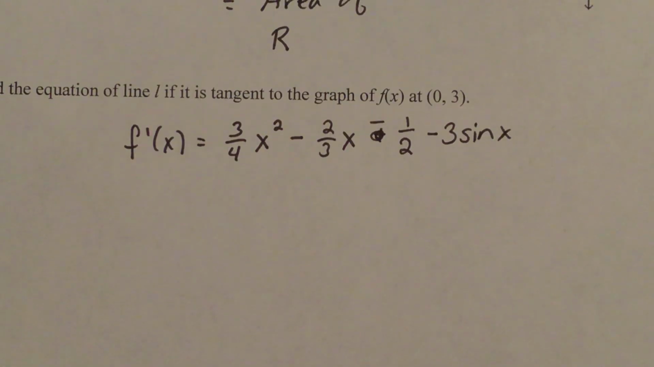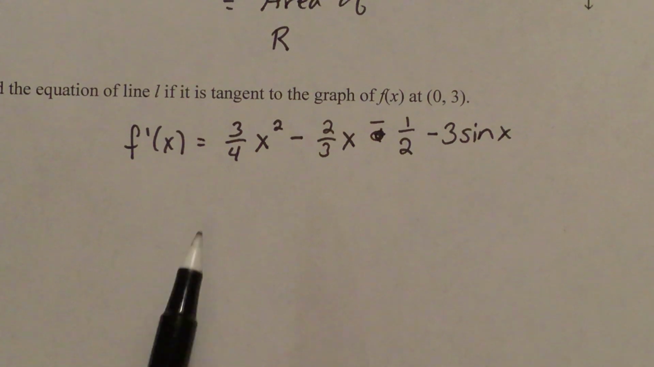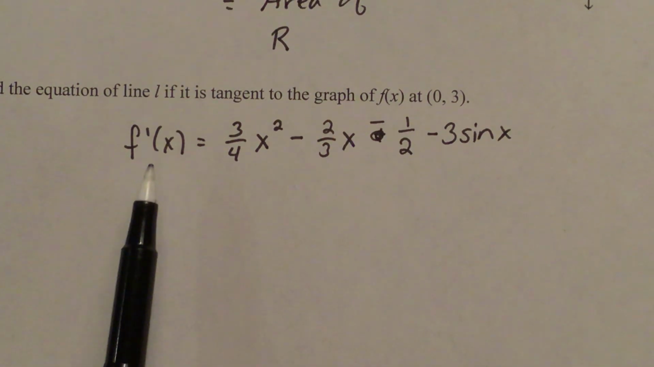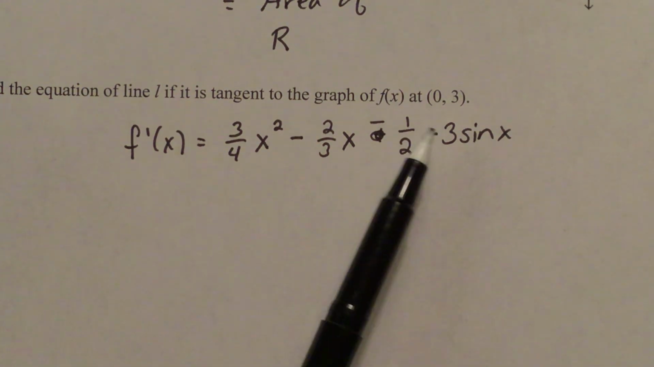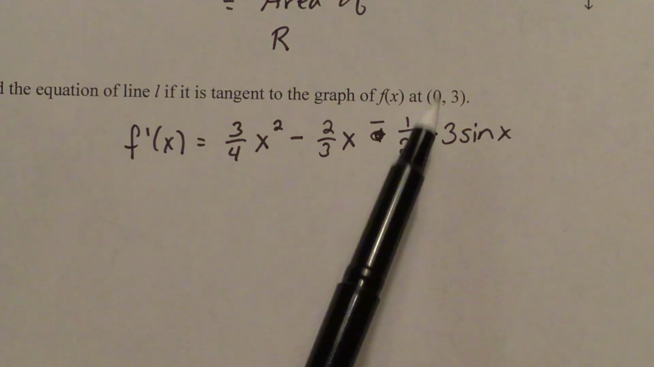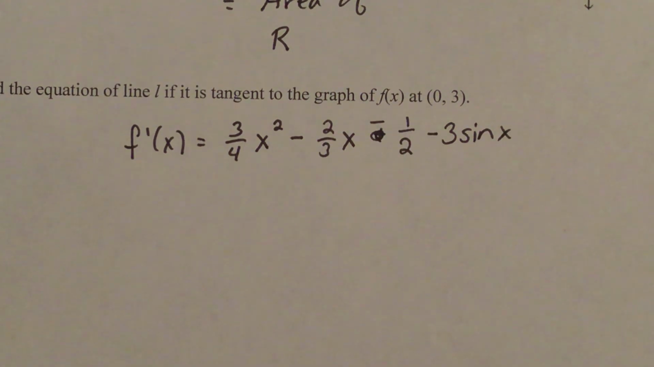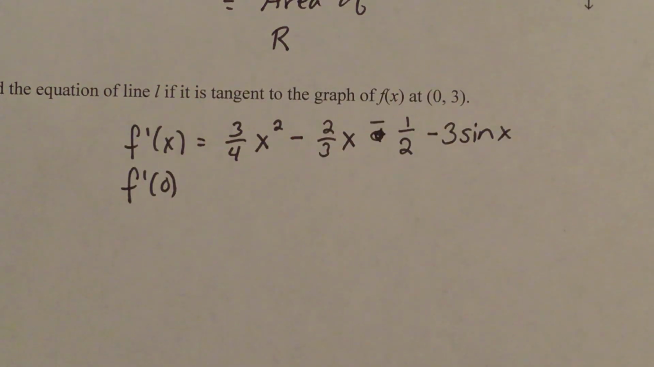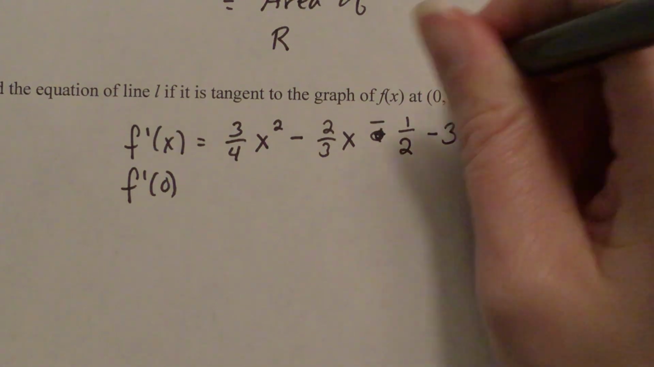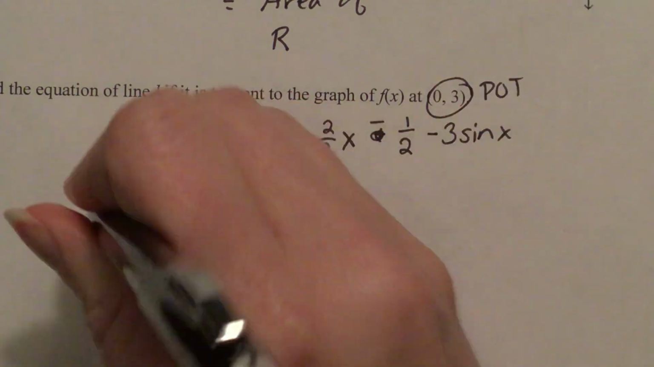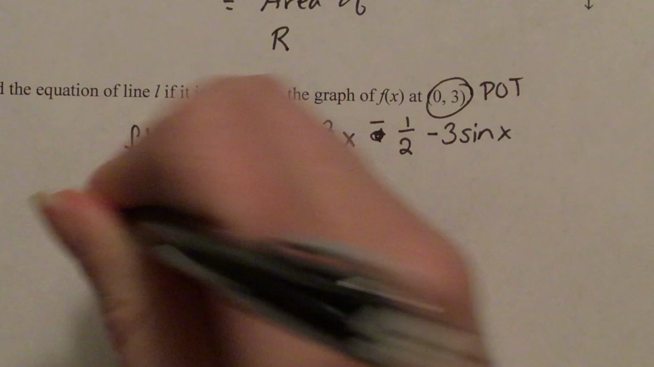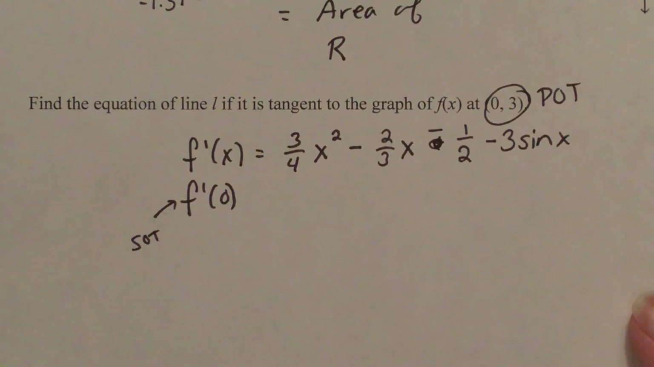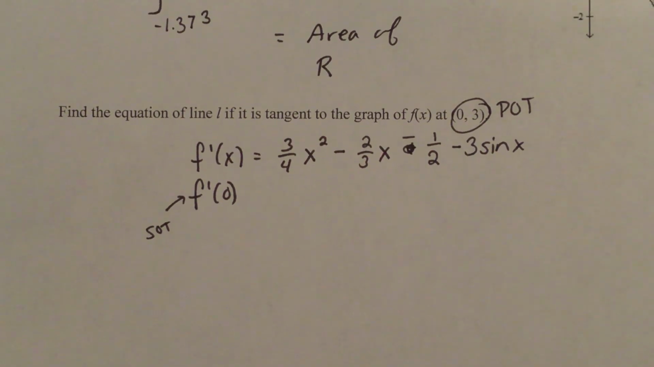Goodness gracious. Why are these problems getting so complicated? Because they're AP style, aren't they? All right, so there's our derivative of f of x. And we know that if we plug in 0, we will get f prime of 0. Guys, if you remember, this is the point of tangency and the slope of the tangent. This guy, point of tangency, this, slope of tangent line.